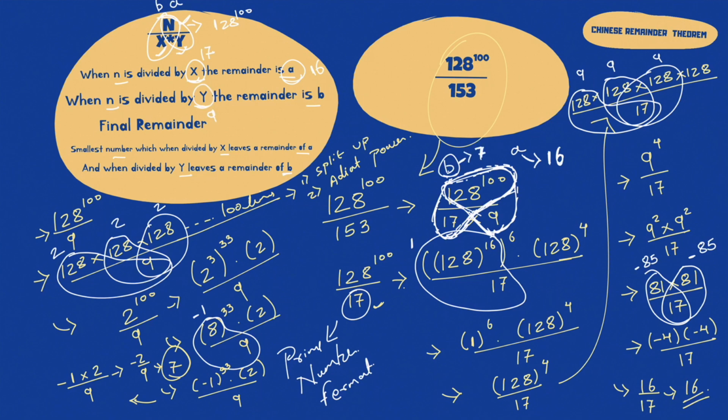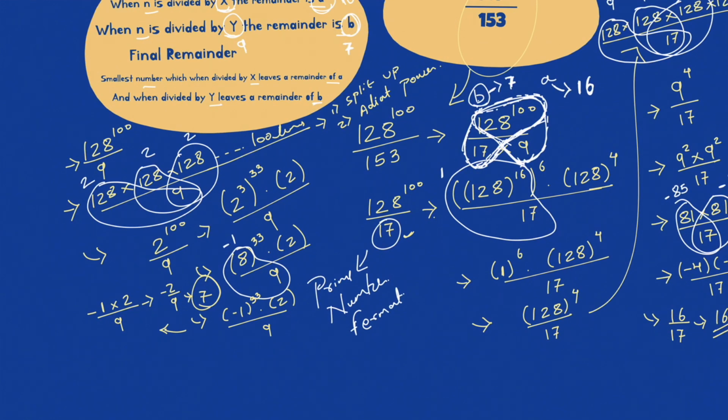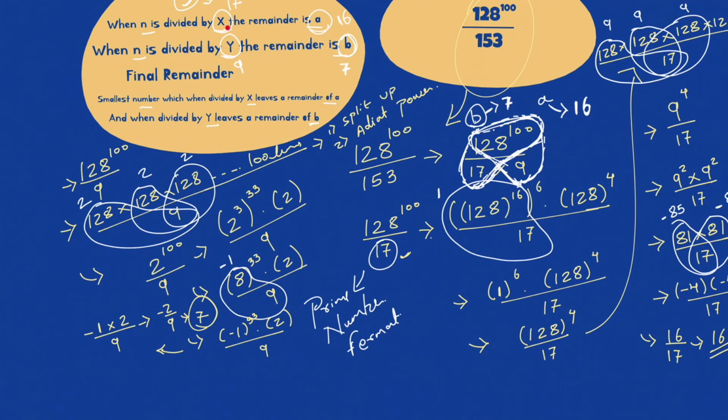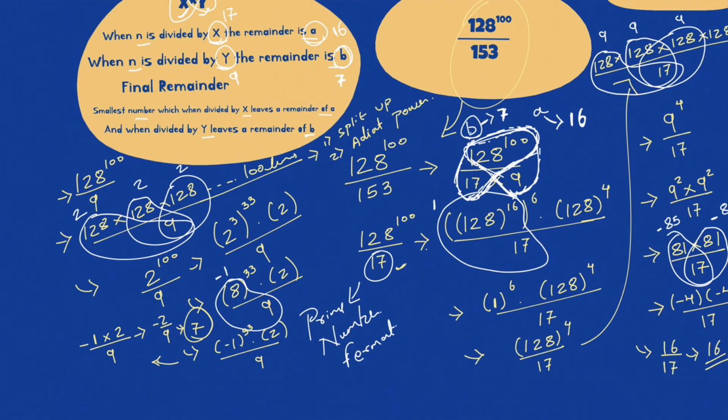So my y is 9 and my b is nothing but 7. Now here comes the understanding. What do I need? What is my final remainder of this? The smallest number which when divided by x, where x is 17, leaves a remainder of 16, and that has to be the smallest possible number. So start thinking, which is the smallest number divided by 17 that leaves a remainder of 16.